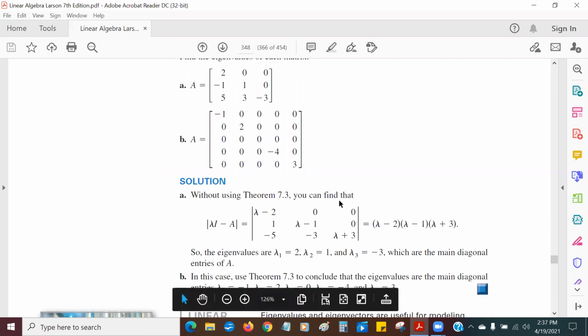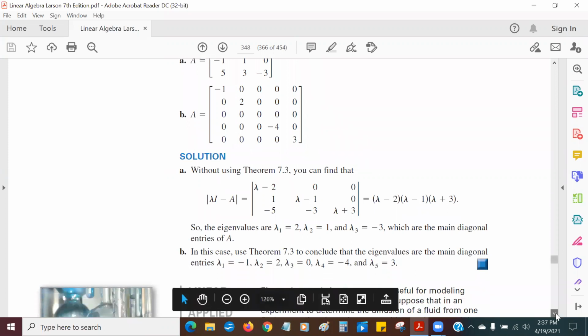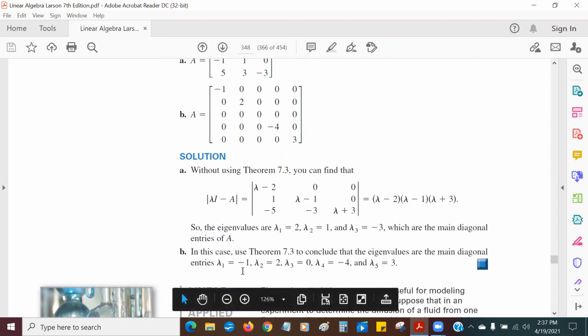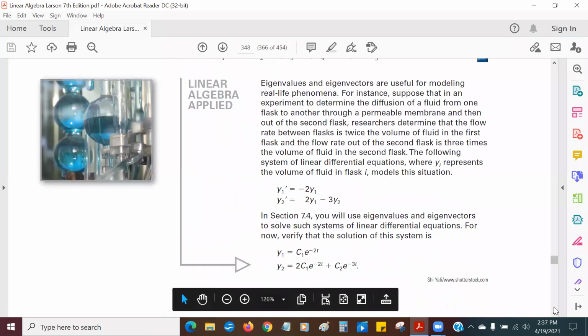And here, when I do lambda I minus this matrix, I just get a lambda plus 1, a lambda minus 2, a lambda plus 4, and lambda minus 3. So that's going to give me my lambda values: -1, 2, 0, -4, and 3. And again, I can solve these to find all the different vectors and so on and so forth, but that's not what I want to do at the moment.